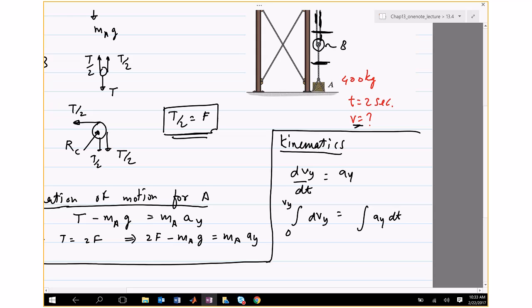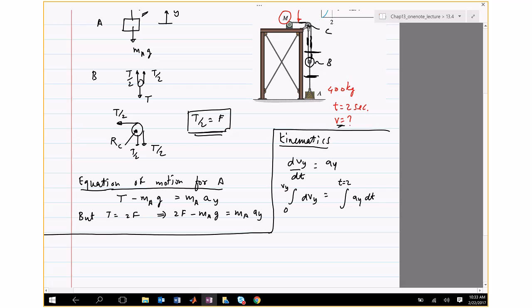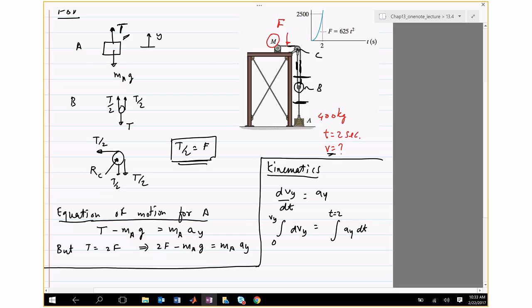Are you sure? So this is saying 0 to 2. Now there is an issue, however. The issue is that the force, right? This force is increasing with time. It's 0 and goes all the way to whatever it is as per this plot. So at some point the cable actually goes slack.